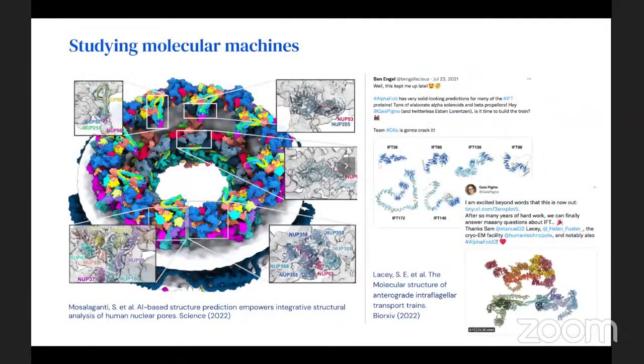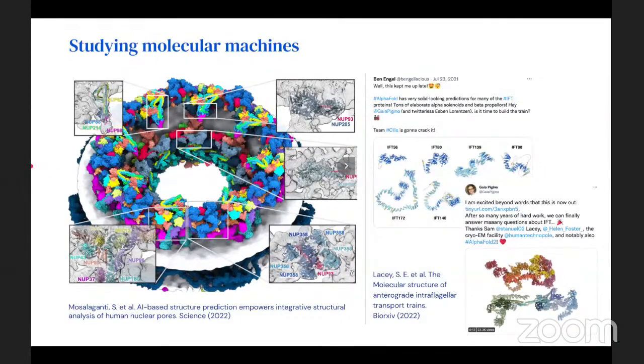Cool. And maybe my favorite example of the applications of AlphaFold so far was the study of the human nuclear pore on the left. This is a humongous complex that is the gateway to the nucleus of the cell. So basically, it guards your DNA in your cells. And this is a huge thing. It's like, I don't know, 100,000 residues, something huge like that.